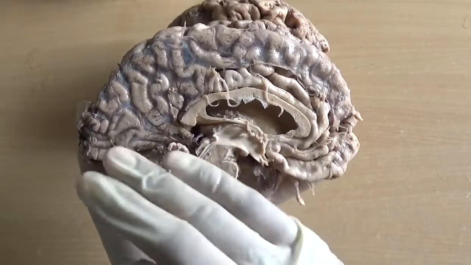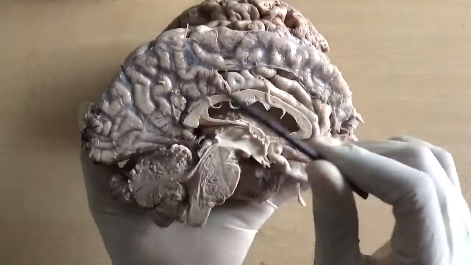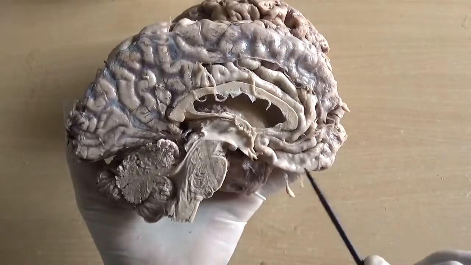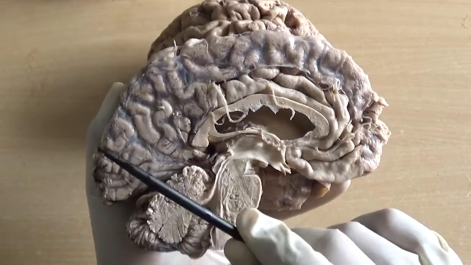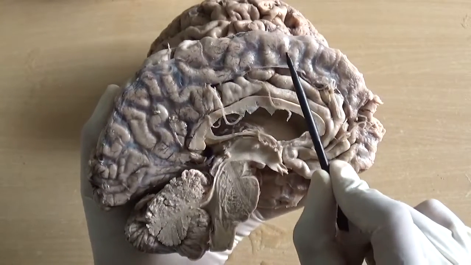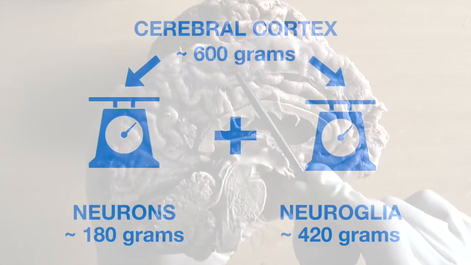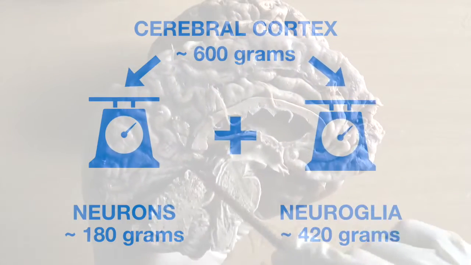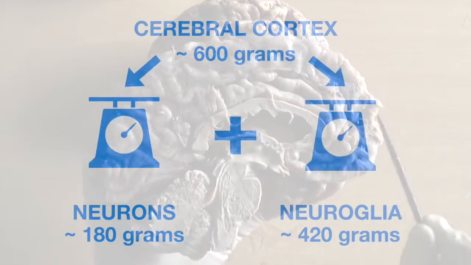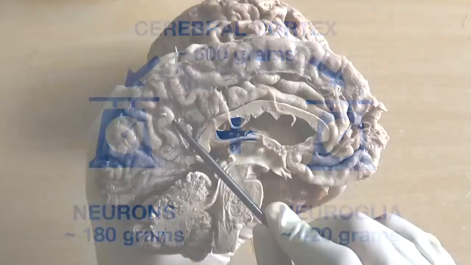Just imagine this many number of cells, neurons and neuroglia, are accommodated within cerebral cortex. If we talk about the cells in terms of weight, then out of 600 grams of weight of cerebral cortex, 180 gram belongs to the weight of neurons, and remaining 420 gram is the weight of neuroglia.